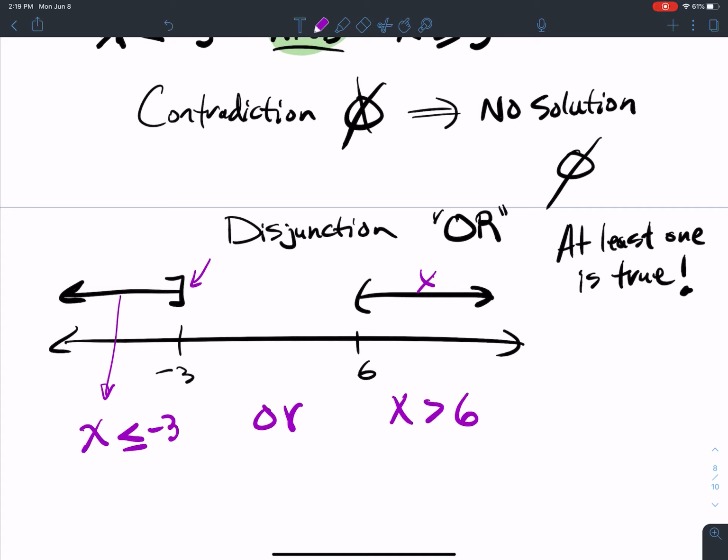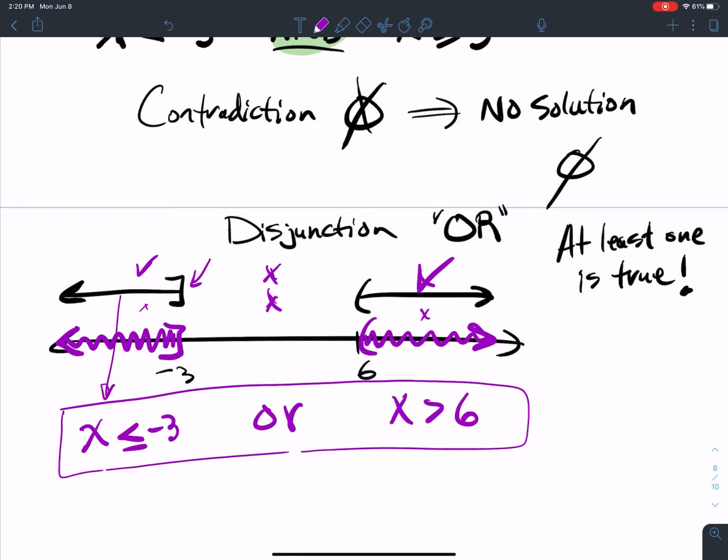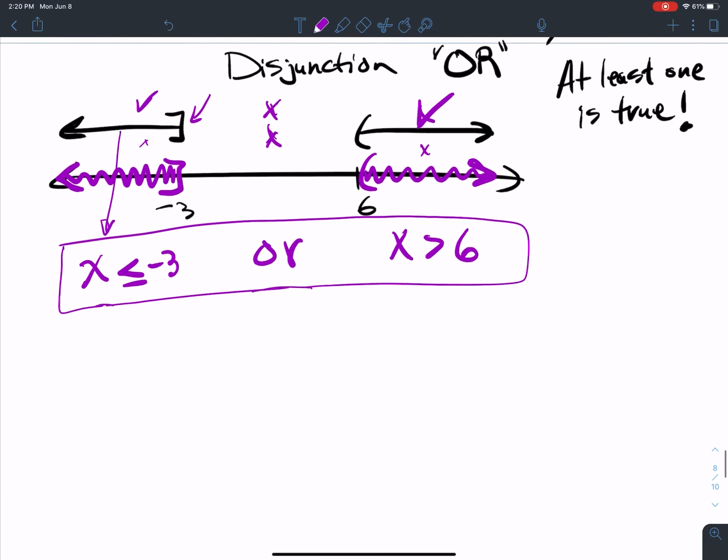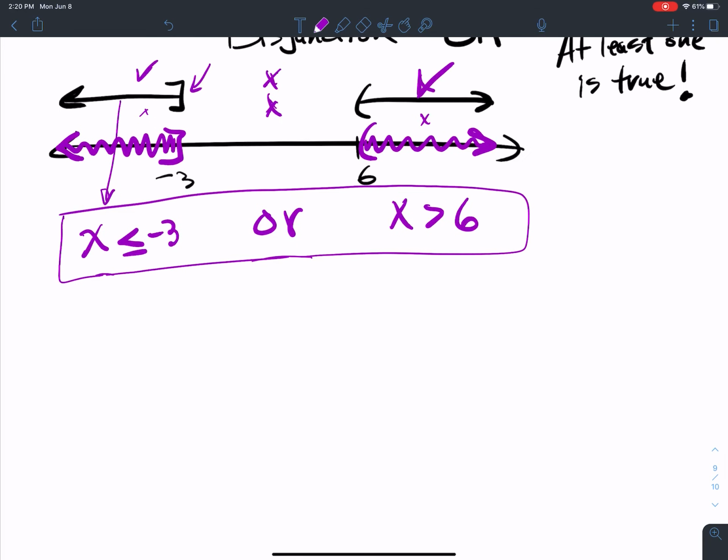So where is this true for? Well, since it's at least one, when it's true for one, it's true, period, right? And so I shade in here, and then over here, shade in, I go this way. So it's true here. It's not true there, it's not true there, but it's true there, right? And it's not true in the middle, and that's the only place we don't shade is in the middle. Okay? So my answer is right here. It's my or.